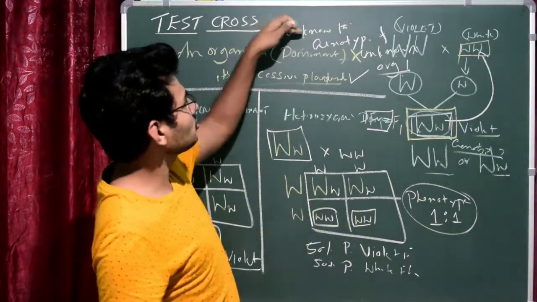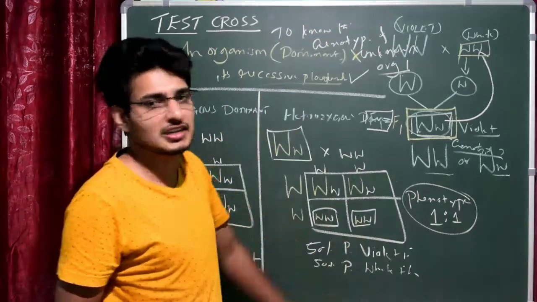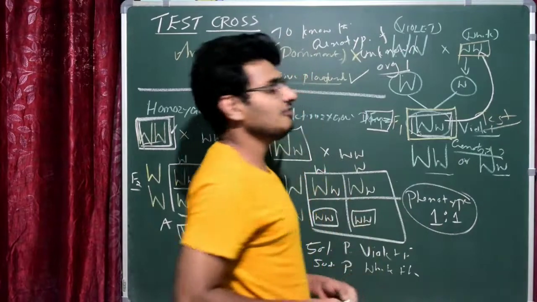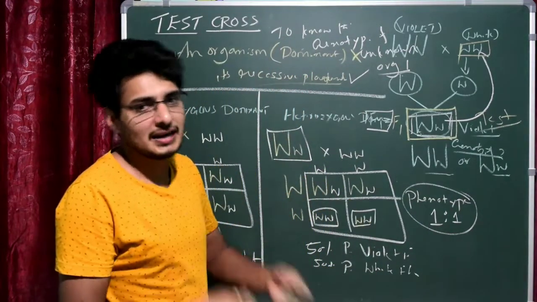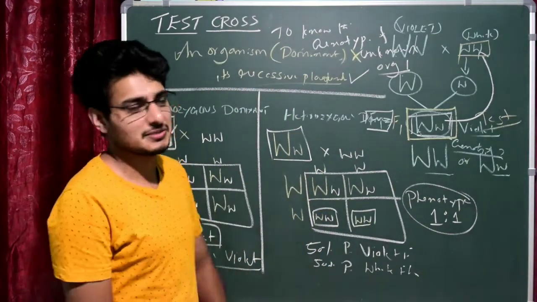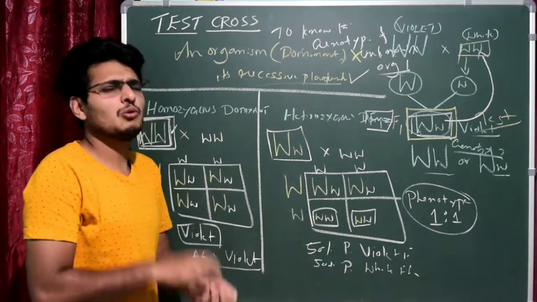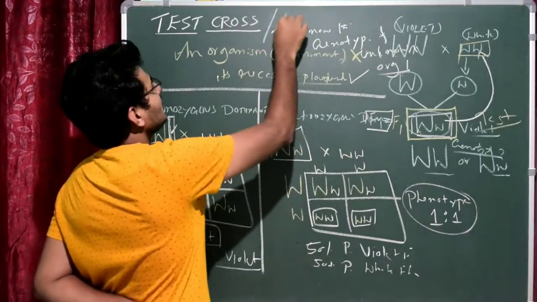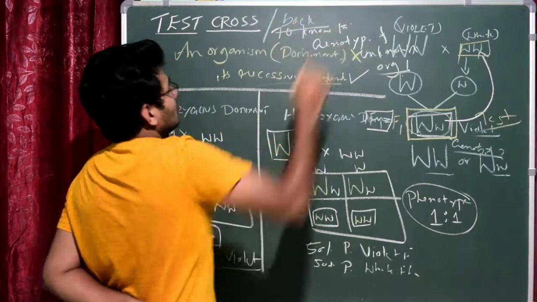You can also write, to know the genotype of the test organism. Which is the test organism? The test organism is the F1 generation plants. That is the test organism. So that's all about the test cross. Now I'll just tell you about the back cross. That is not required, maybe for the NEET examination.